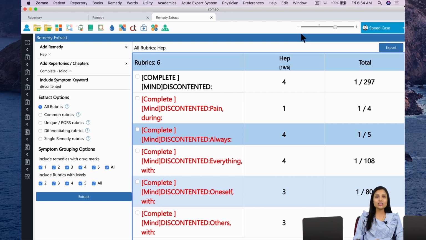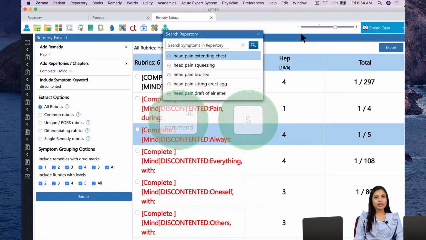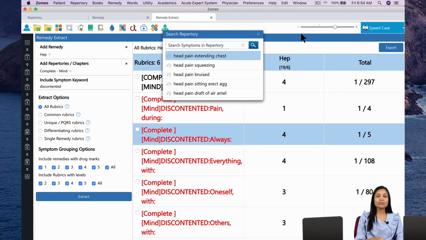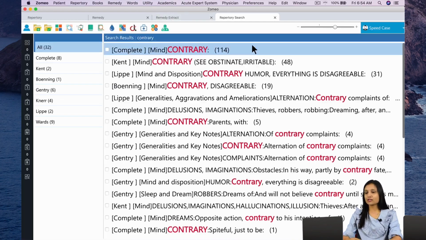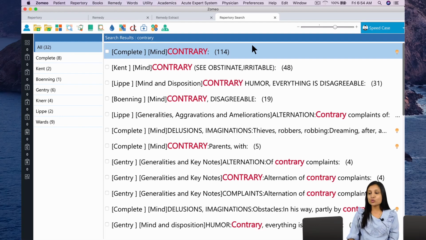There is a very interesting rubric called contrary. So we'll do a repertory search here. Let's do a Command S. A pop-up opens. Now this Command S feature in Hompath Zomeo helps you to look for a rubric or a keyword from any repertory and all repertories that are there in Zomeo. So we'll put the word contrary. Enter, and you can see there are 32 rubrics for contrary disposition.